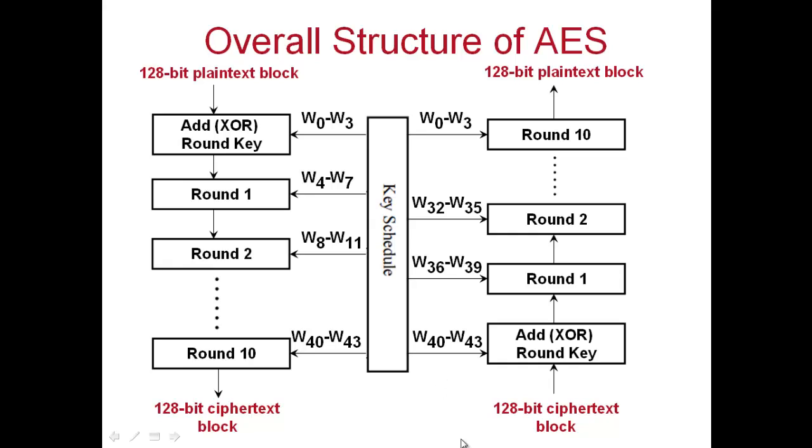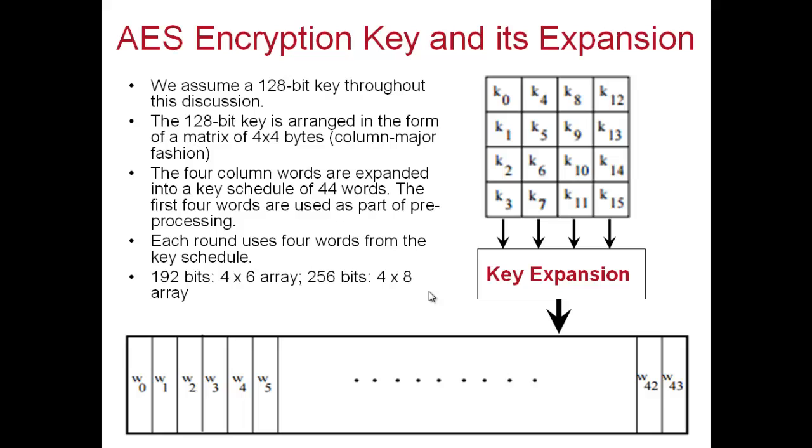So in decryption, we'll use the last 4 words of the key schedule to do the initial XOR operation with the ciphertext block, and then whatever comes out of it goes to rounds 1, 2, 3 up to 10. So for round 1, we'll use the 36th to 39th word of the key schedule, and so on. Round 2 will use the 32nd to 35th word of the key schedule, and round 10 will basically use the first 4 words of the key schedule.